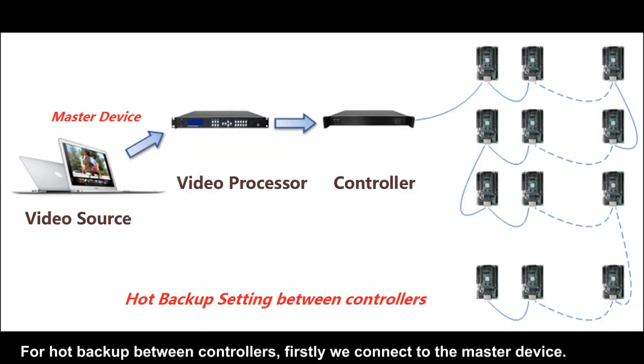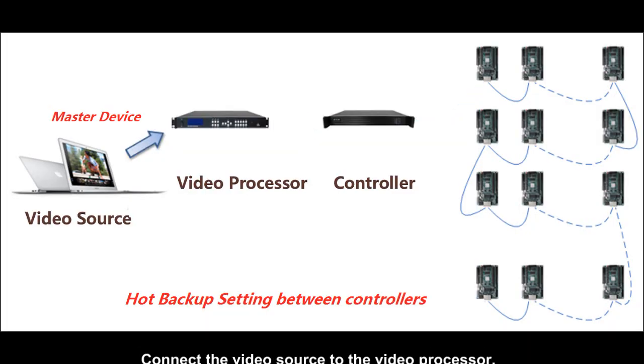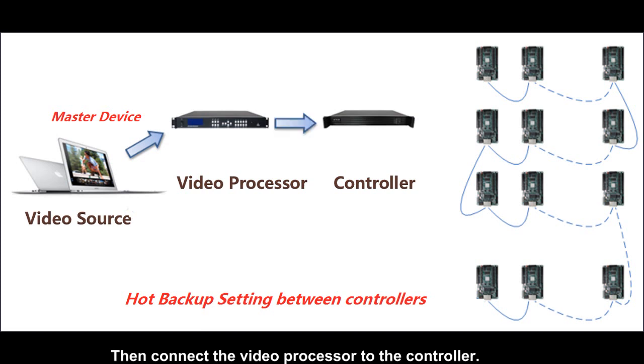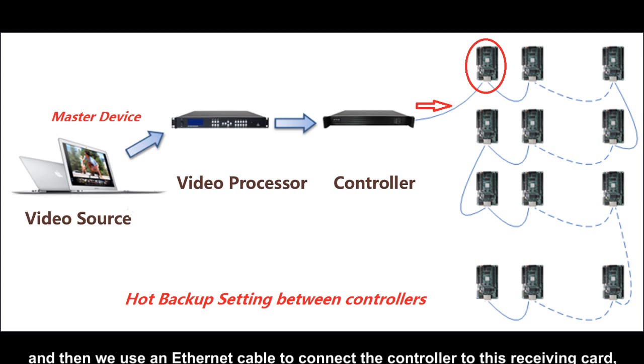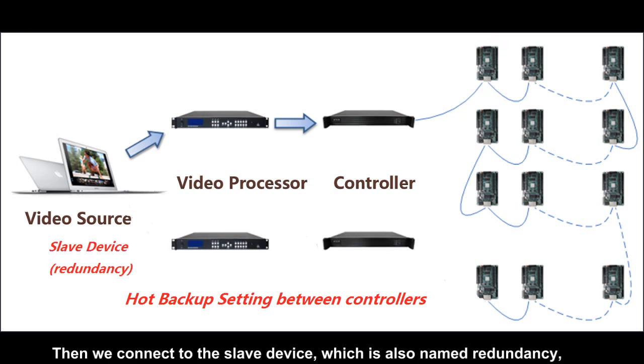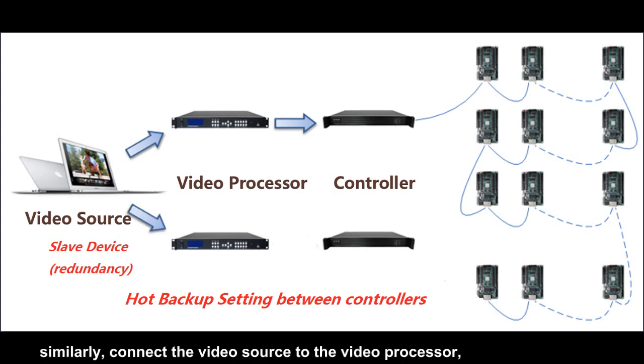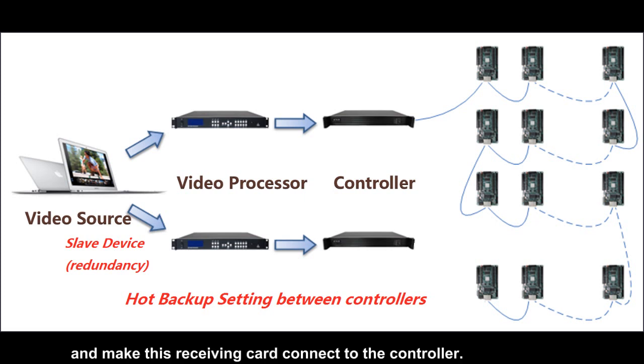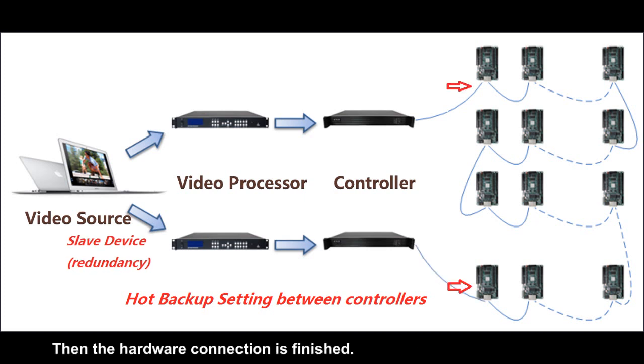For hard backup between controllers, first we connect the master device: connect the video source to the video processor, then connect the video processor to the controller, and then use an Ethernet cable to connect the controller to this receiving card. Next, we cascade these receiving cards. Then we connect the slave device, which is also named redundancy. Similarly, connect the video source to the video processor and connect this receiving card to the controller. Then the hardware connection is finished.